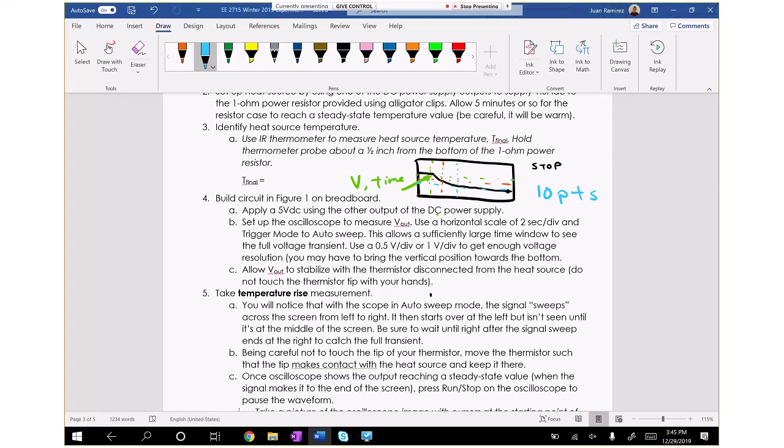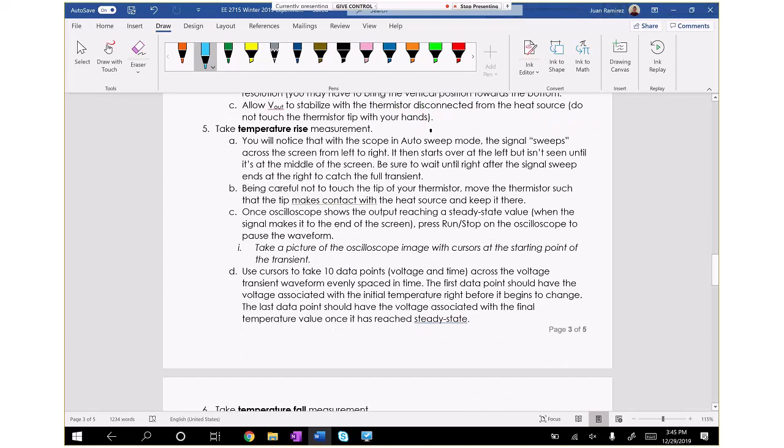Record that voltage and that time in an Excel spreadsheet, and then use the voltage to temperature equation that you came up with in the pre-lab to convert from each V out at each data point to temperature at each data point. All right, so that's going to be for the temperature rise measurement.